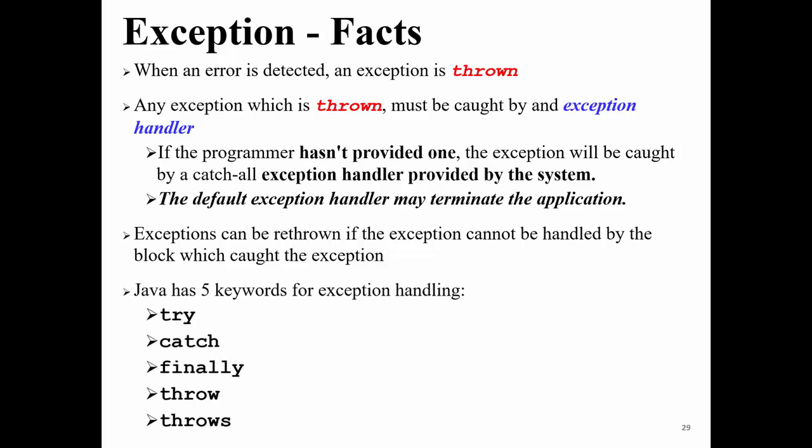Now there are 5 keywords associated with the exception. Whenever we discuss exceptions in Java, we have 5 keywords that we have to keep in mind: try, catch, finally, throw, and throws. All these 5 keywords are associated with exceptions.